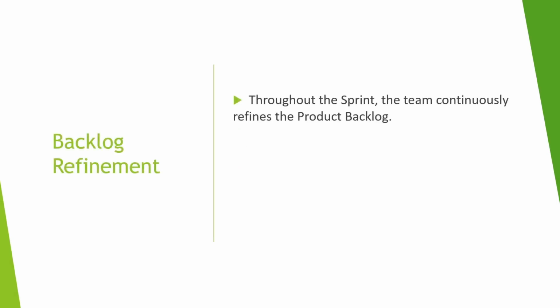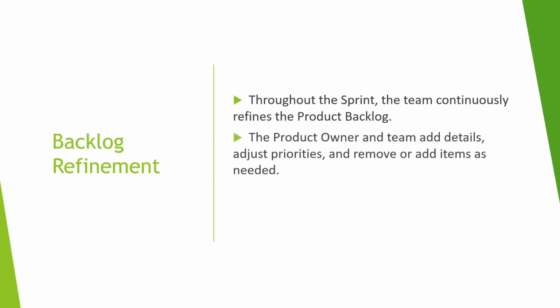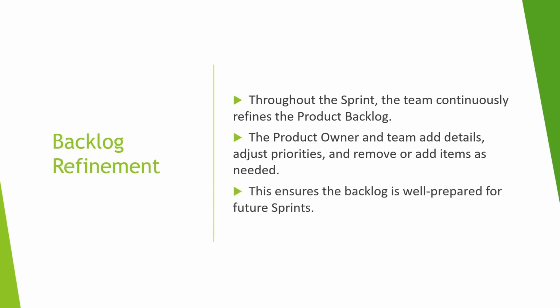Backlog refinement. Throughout the sprint, the team constantly refines the product backlog. This is more of a product owner, product manager working on things. The product owner and the team add details, adjust the priority, and remove or add items as needed. This ensures that we have a backlog prepared for the future sprint. So, the team is working on a 2 week sprint. At the end of the sprint, when we are having a meeting, we want to make sure we have enough tasks prepared for them. So we have to keep feeding them and have enough things available for them.